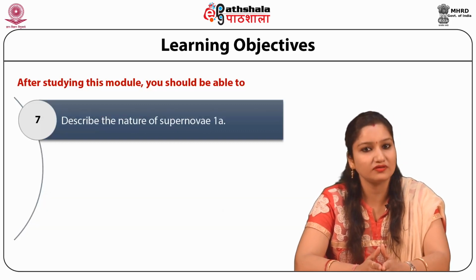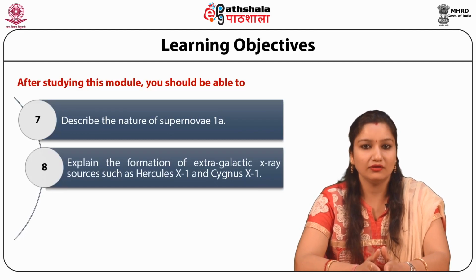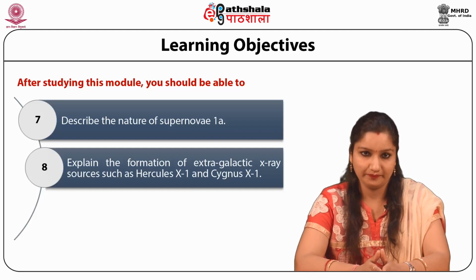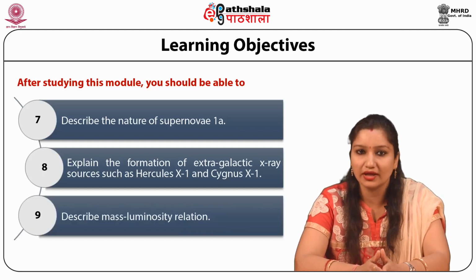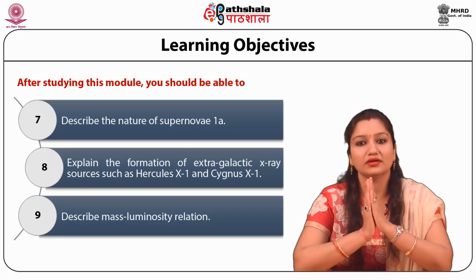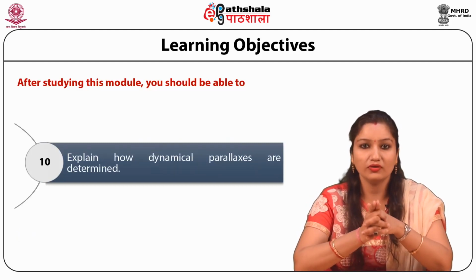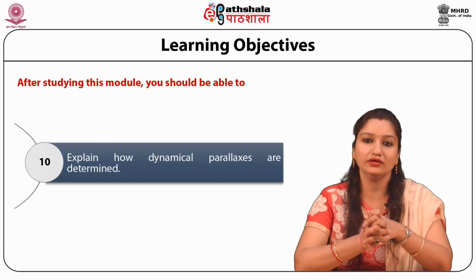We should be able to describe the nature of supernovae 1a. We should be able to explain the formation of extragalactic X-ray sources such as Hercules X-1 and Cygnus X-1. We should be able to describe the mass luminosity relation, and at the last we should be able to explain how dynamical parallaxes are determined.